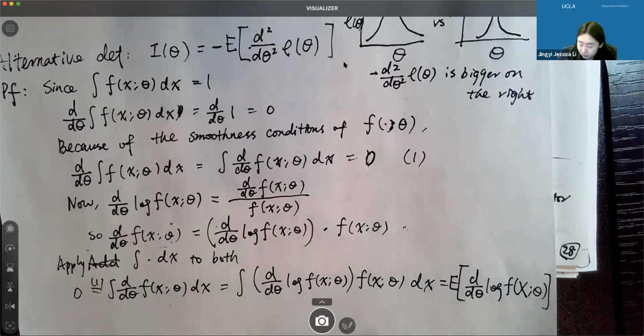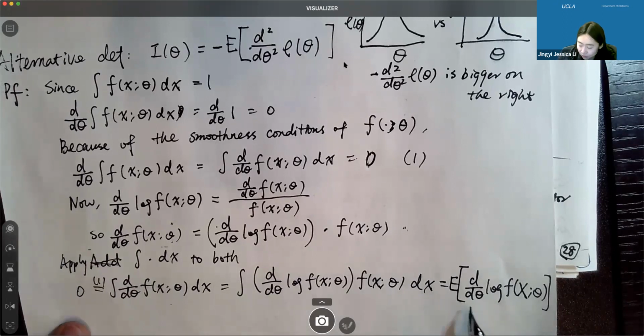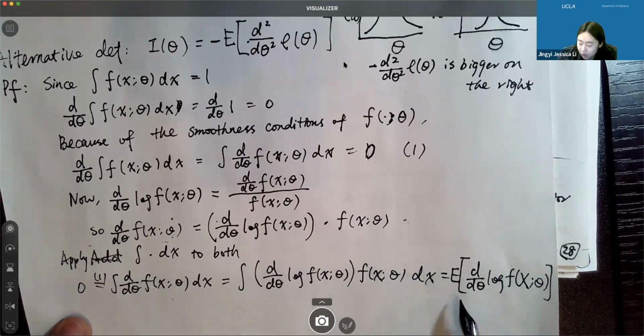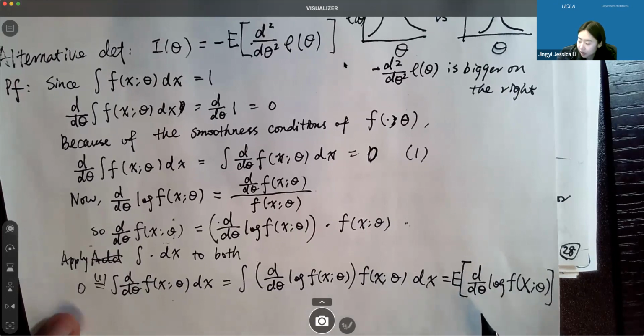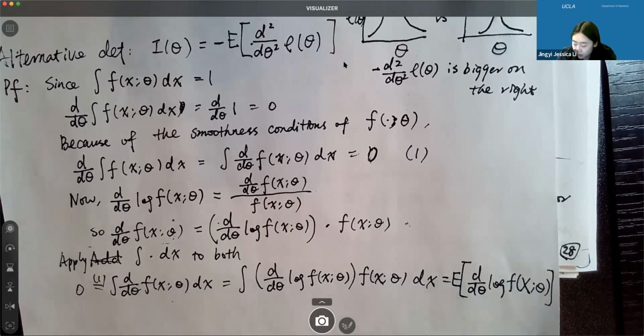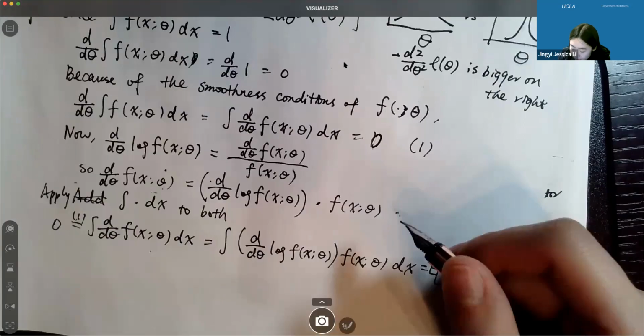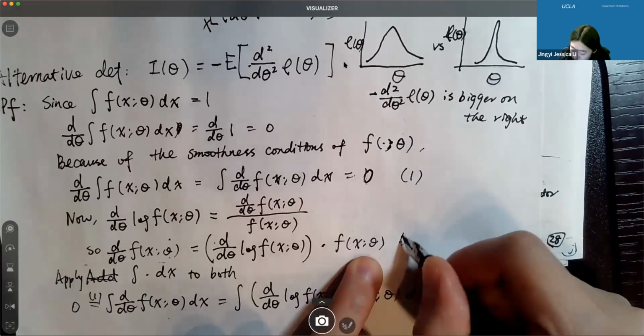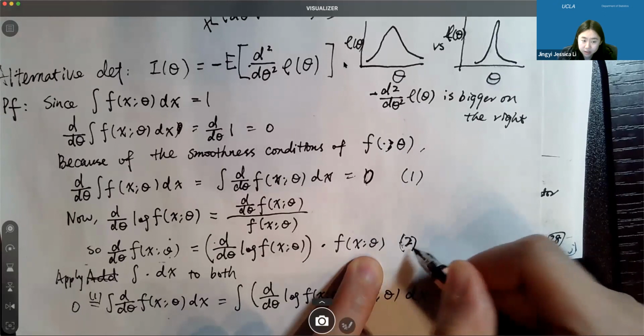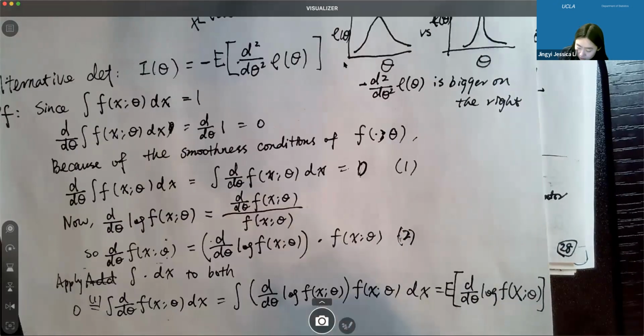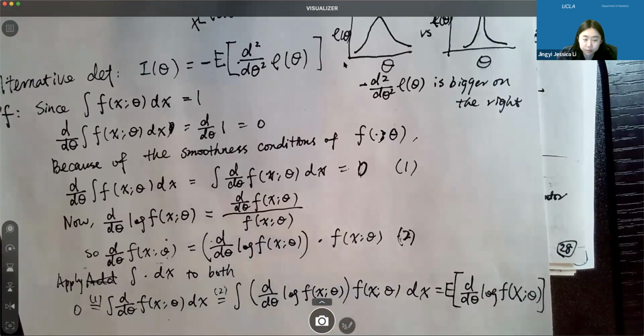Okay, thank you. So now we have this result already. If we do just one differentiation, then the expectation of the derivative of log f(x, theta) is equal to 0, and we'll continue from here. So now let's look at this thing. Let me give this a number so we can make our discussion easier. Let me call this number 2. So this equation is number 2.